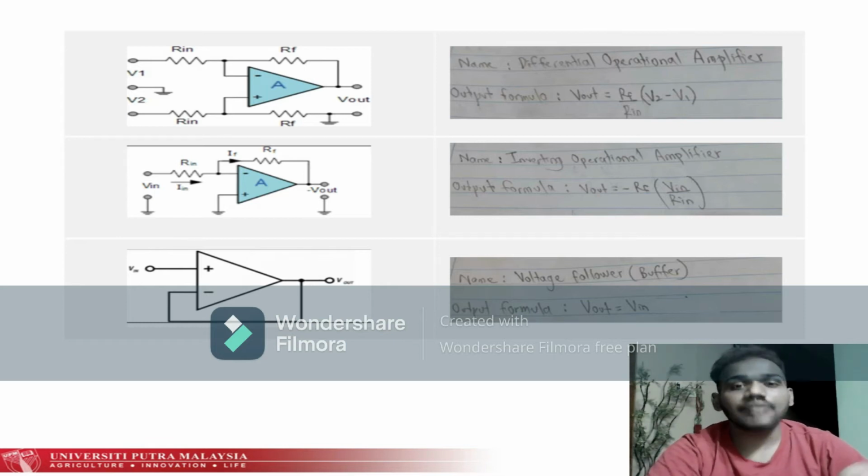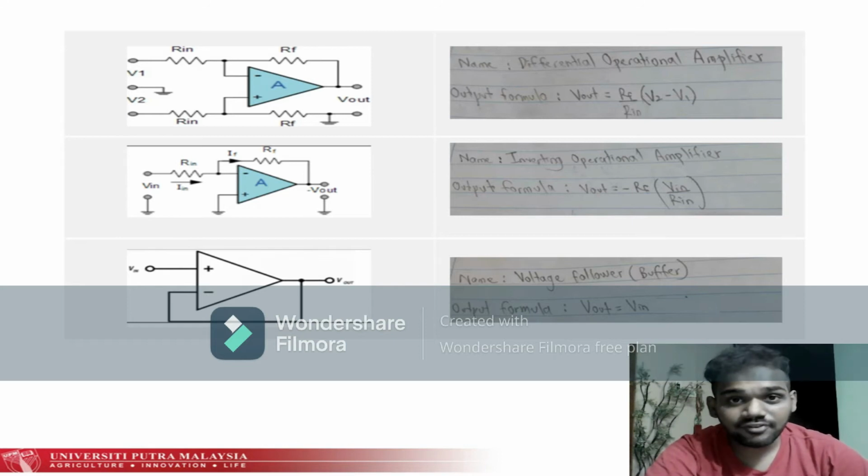Basically, the output voltage will be proportional to the difference between the input voltages. So, based on the diagram, the output formula will be Vout is equal to Rf over Rin in bracket V2 minus V1.